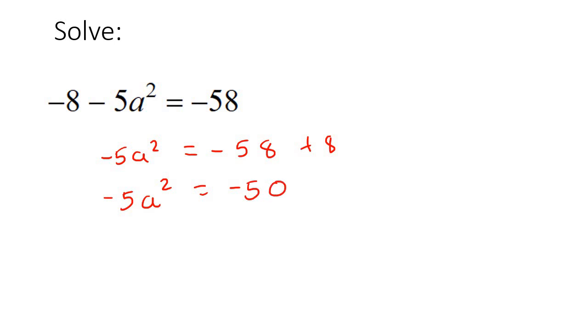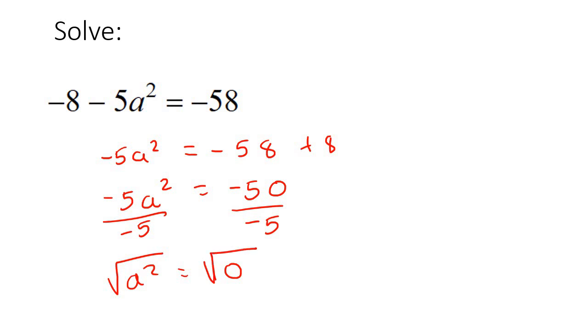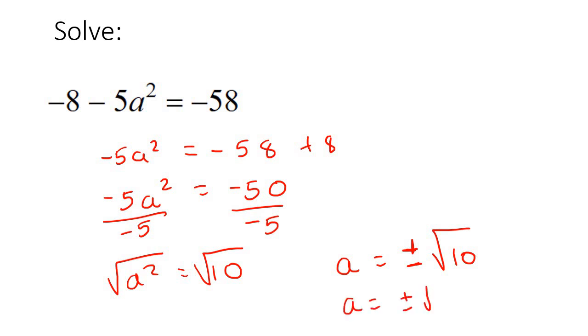Okay. And then you divide both sides by negative 5, just to get this a squared alone, right? So that's going to give us positive 10 on this side. And then what you're going to do is you're going to take the square root on both sides. And so that's going to give you positive and negative square root 10. Then you can go type that in on the calculator. And that actually just stays square root 10. But if your teacher wants the decimal instead, then it would be 3.16.